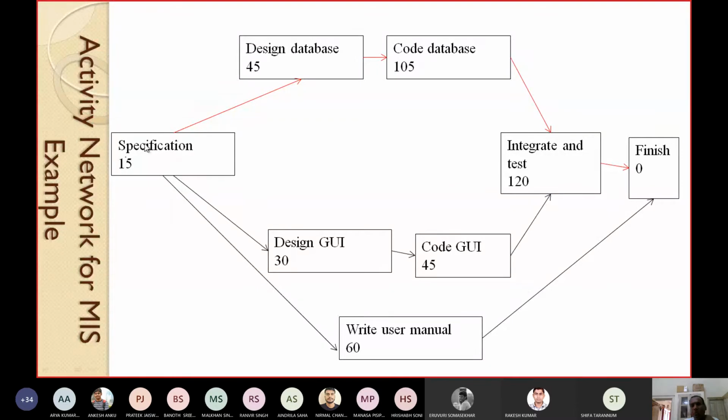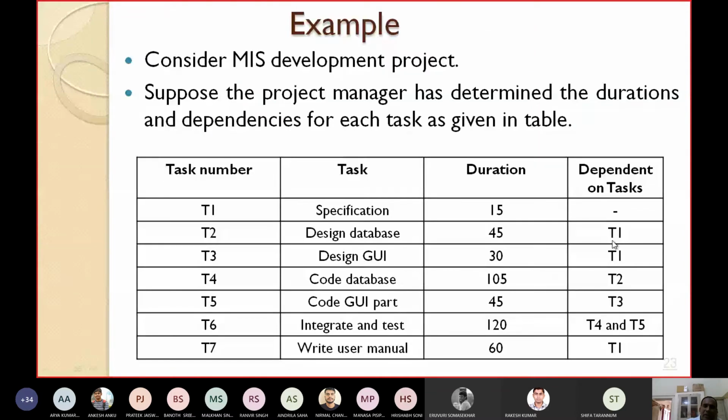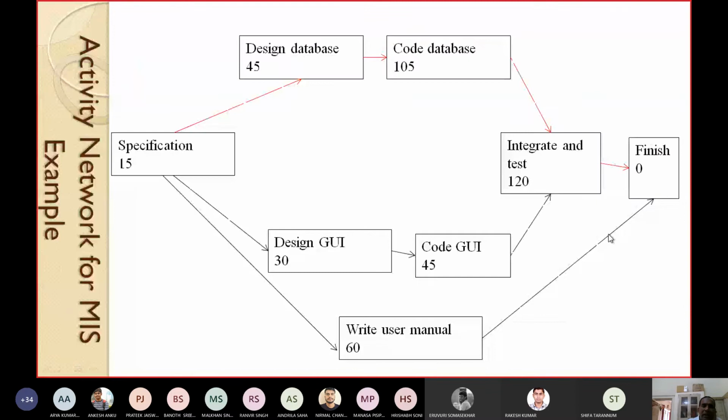This is the activity on node network because the activities or tasks are represented as circular nodes or rectangular nodes. So this is the activity on node network for the MIS problem that we discussed in the last class. You can easily get these activities from the work breakdown structure. Then you estimate the durations and the dependencies. Having found out the tasks from the WBS, you can easily construct the activity on node network for any given application or any given project.